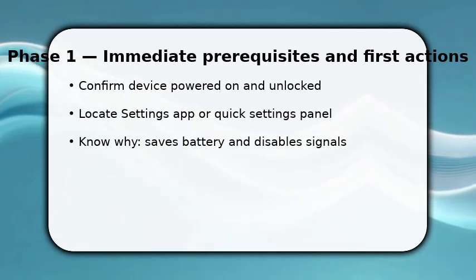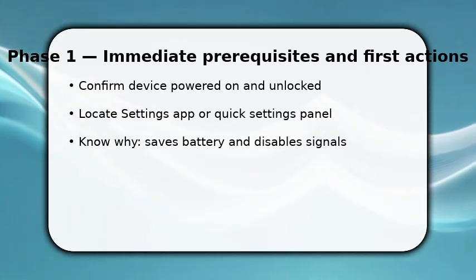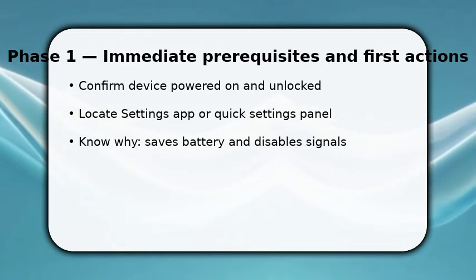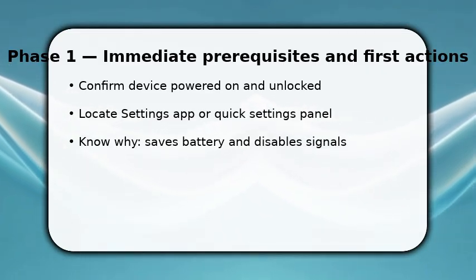Turn it on to cut cellular, Wi-Fi, and Bluetooth radios. This conserves battery and meets airline rules. Make sure you understand why you're toggling it before moving on. That context helps avoid accidental data loss.